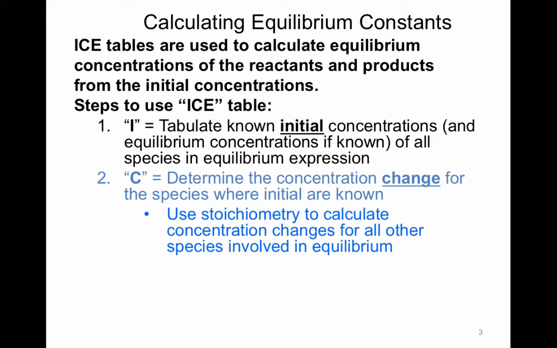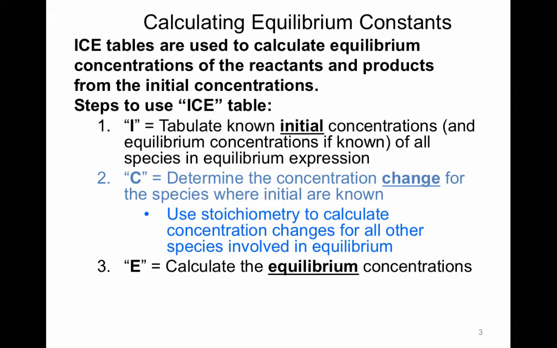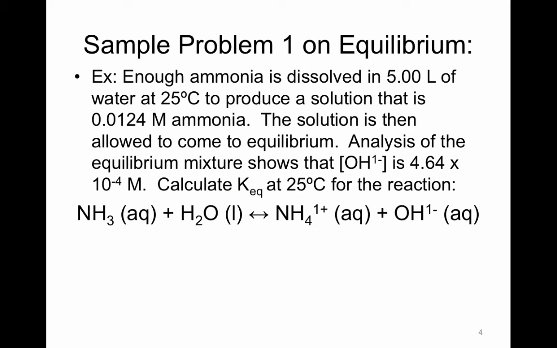I need to determine the concentration change for the species where the initial is known. And stoichiometry is going to apply here. I'm going to use my stoichiometric coefficients to calculate concentration changes for all other species in my equilibrium. And the E stands for equilibrium. Now I need to calculate what my equilibrium concentrations are. So let's dive into an example.